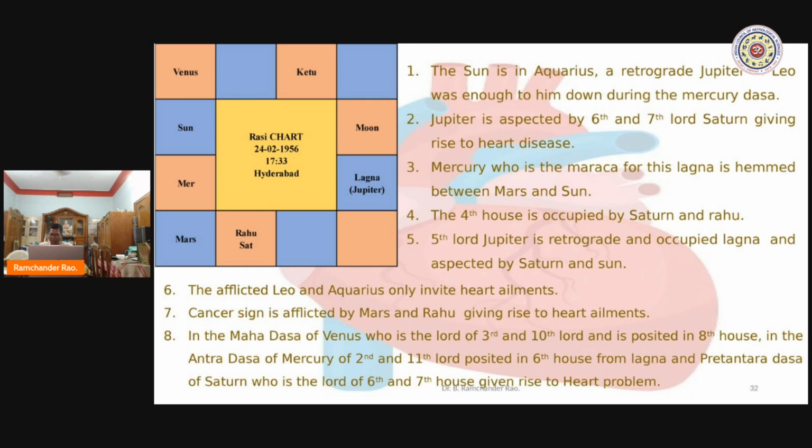In the Mahadasa of Venus, who is the lord of the 3rd and 10th and is posited in the 8th house, in the Antardasa of Mercury, lord of the 2nd and 11th, posited in the 6th house from the Lagna, and Pratyantardasa of Saturn, who is the lord of the 6th and 7th house, it has given rise to heart problems. During that dasa, antardasa and pratyantardasa, we have seen that it has given rise to heart diseases.